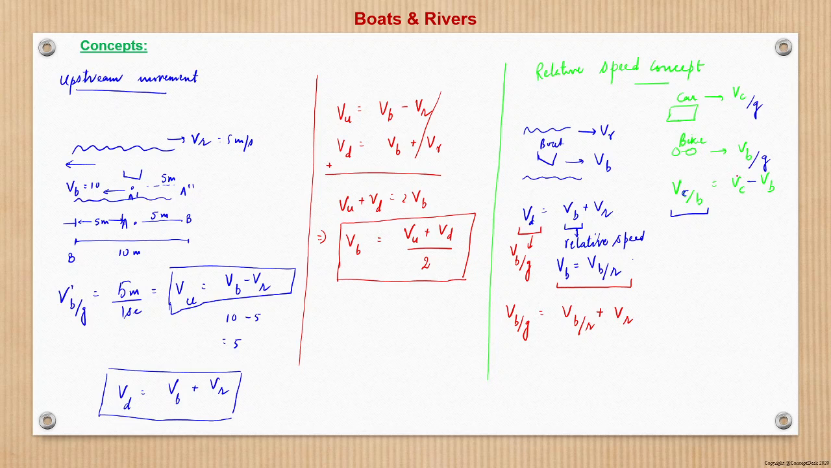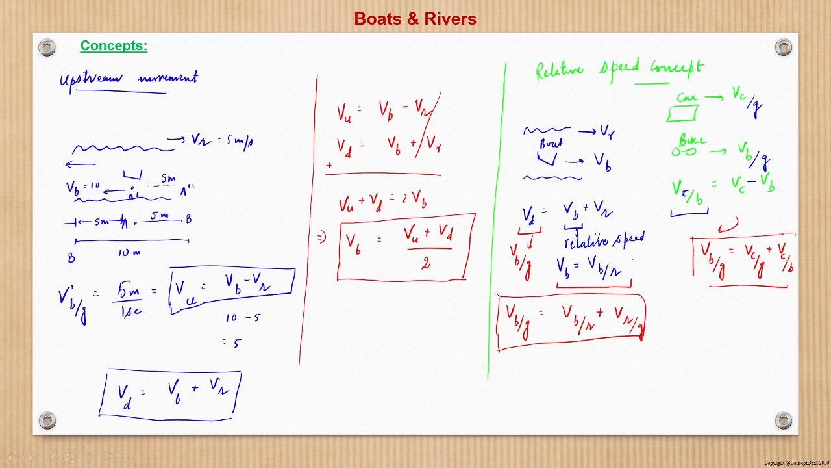And that is also the same here. I have written here. Here also I can rearrange this. I can say velocity of bike with respect to ground is equal to velocity of car with respect to ground plus velocity of car with respect to bike. So now you can see the similarity, right?